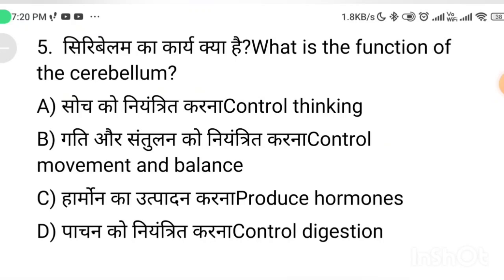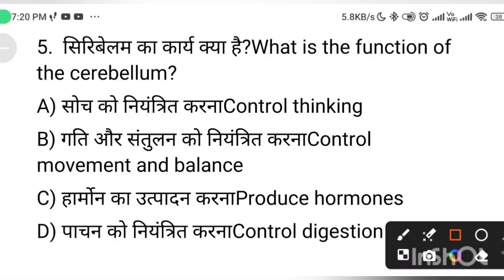Next question. What is the function of cerebellum? Option A, control thinking. Option B, control movement and balance. Option C, produce hormones. Option D, control digestion. Main function of cerebellum. Correct answer is option B, control movement and balance.